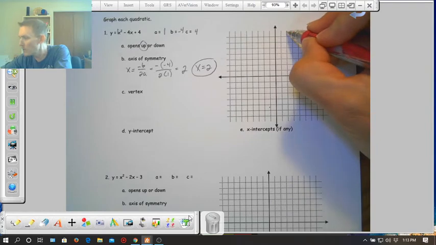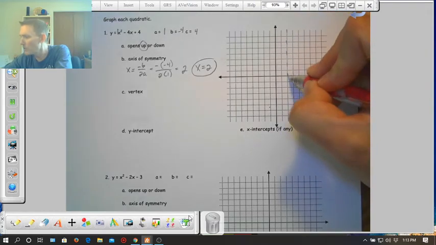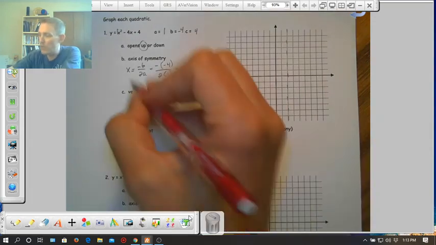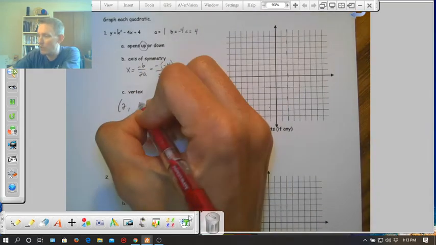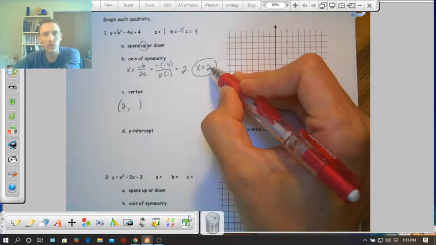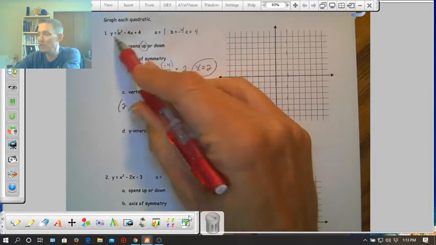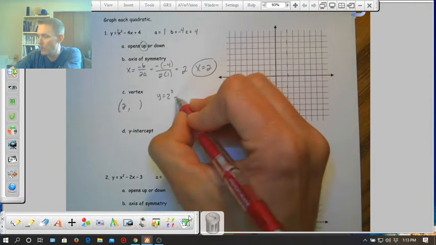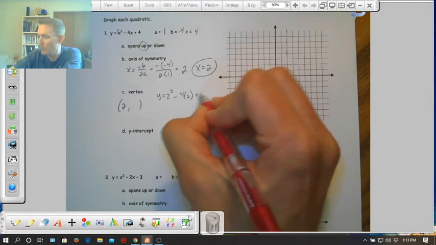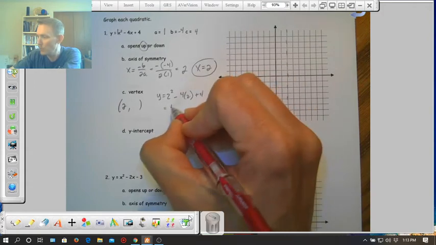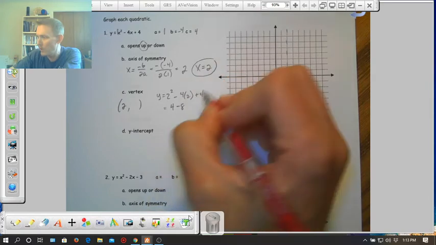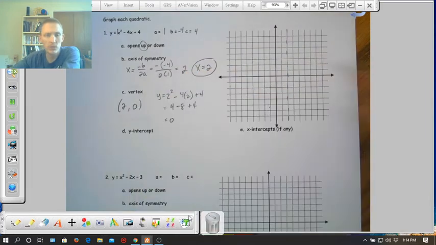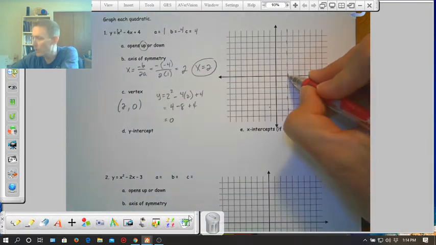So that means at 2, I'm going to have a vertical line that's going to go right down the middle. Now I need to find the vertex. Well, I know the x value of the vertex is 2 because I found that here. So I'm going to take this and plug it into the equation to find the y value. So y equals 2 squared minus 4 times 2 plus 4, equals 4 minus 8 plus 4, or 0. So the vertex is (2, 0).